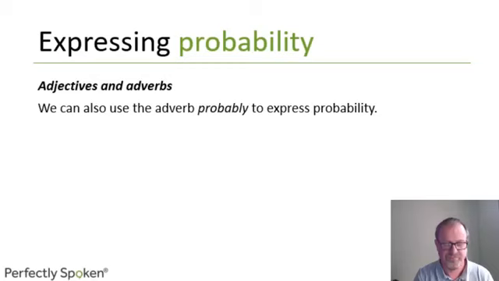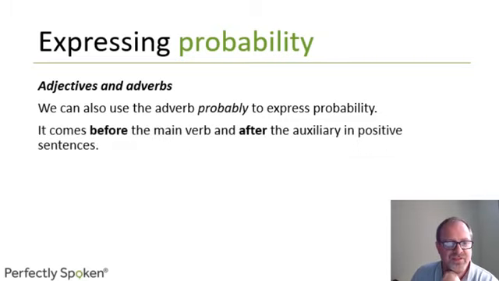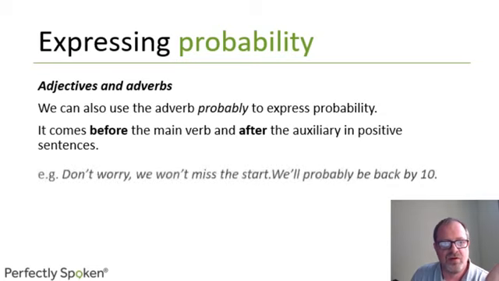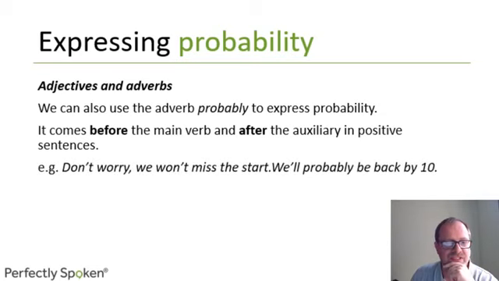So let's move on and look at some other possibilities. Apart from likely, we have the adverb. Remember, likely is an adjective, so it's the verb to be before it and then followed by the infinitive. Probably is an adverb, so the form is different. It either comes before the main verb and after the auxiliary if it's a positive sentence. For example, don't worry, we won't miss the start. We'll probably be back by 10.